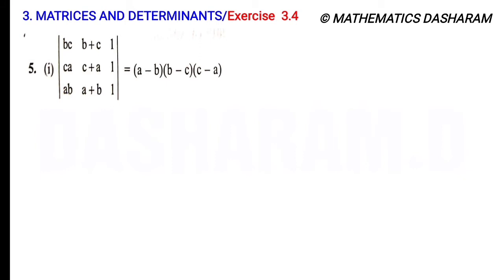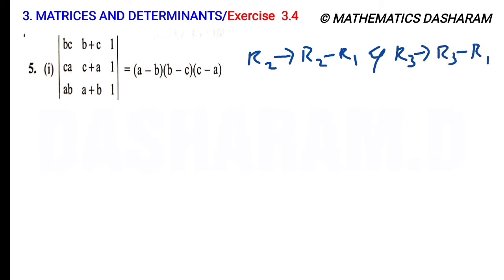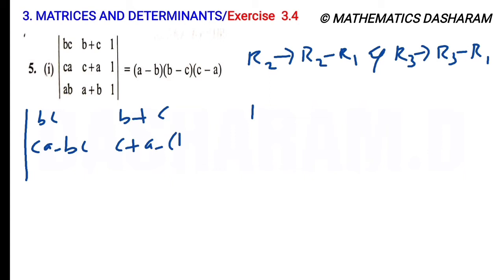Fifth bit, first problem. So here R2 replace with R2 minus R1. Next, similarly R3 replace with R3 minus R1. So then what will happen here? BC, B plus C, here 1. So R2 is replaced with R2 minus R1. So here, R2 minus R1 means CA minus BC, C plus A minus bracket of B plus C, 1 minus 1.